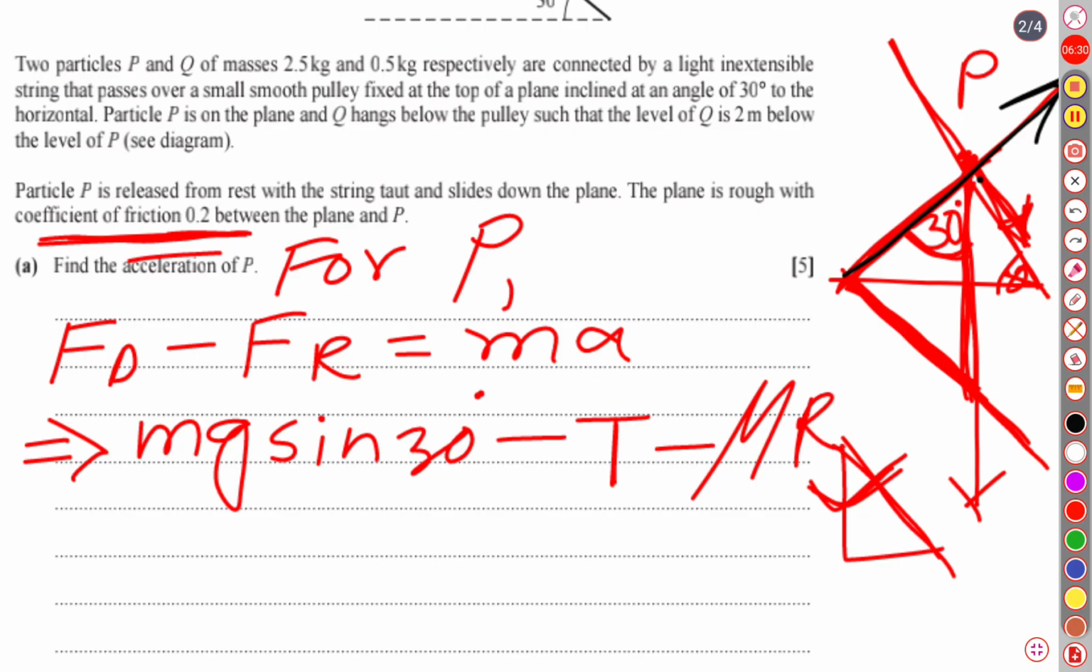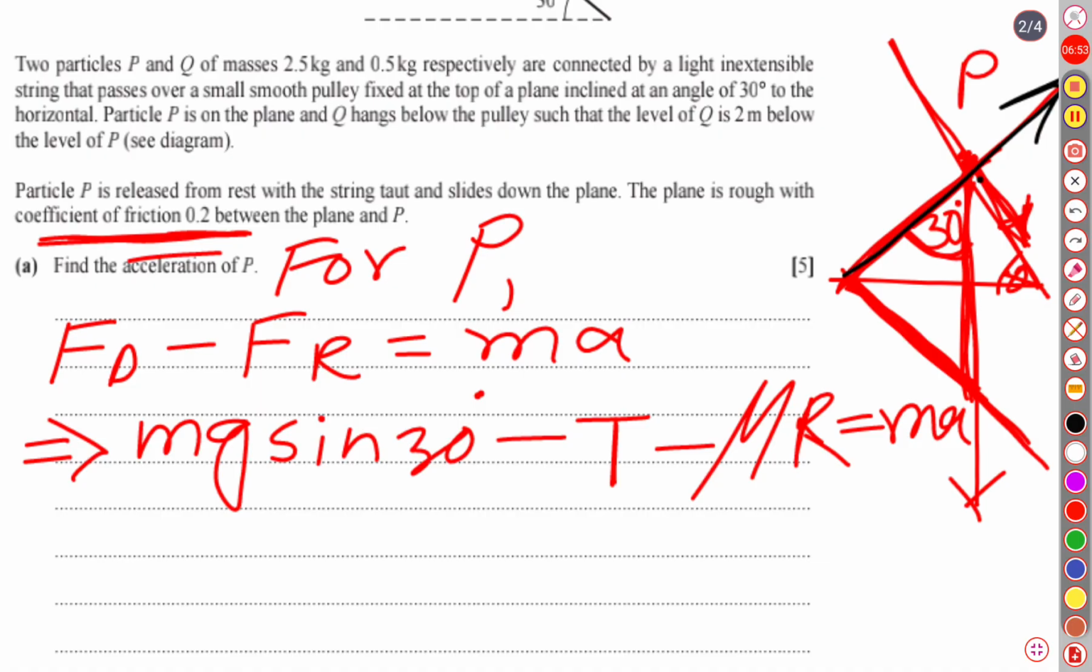Okay, R means normal force. Let me erase this part. Equal to ma. So what are the forces we have got here? First there is weight. Weight is mg sin, that means weight is the driving force, and the resistance forces are tension as well as frictional force.